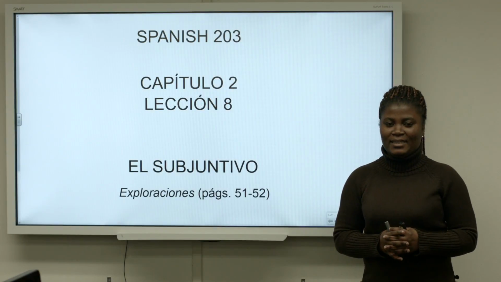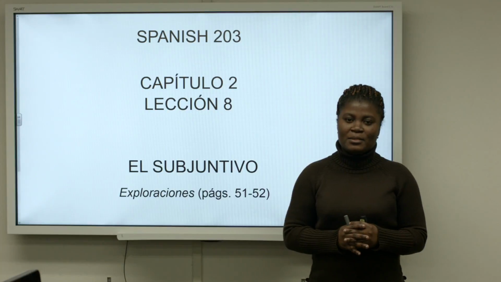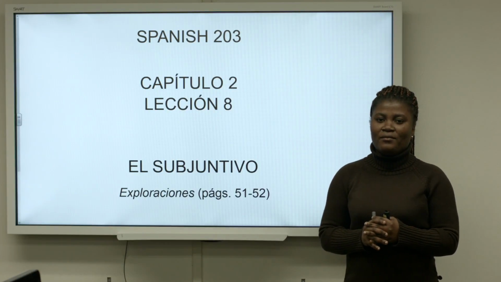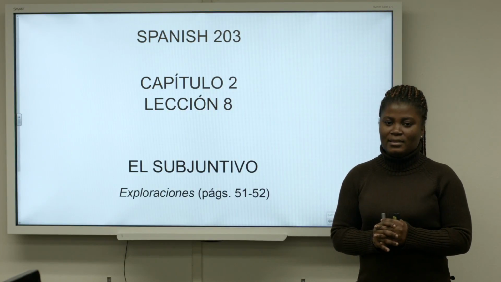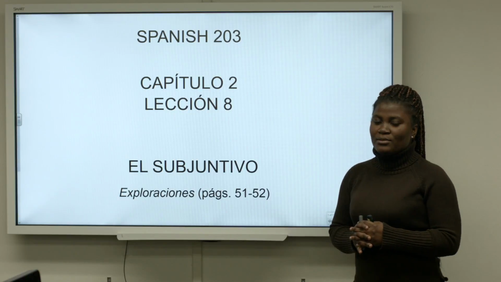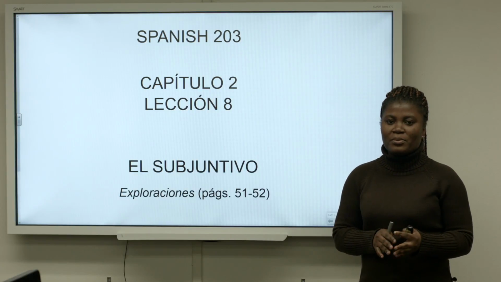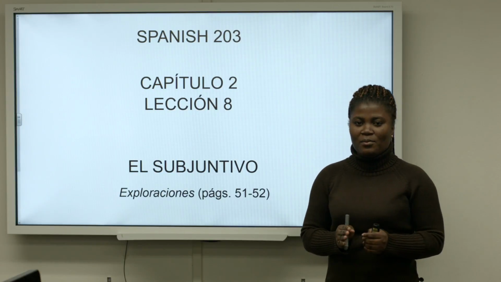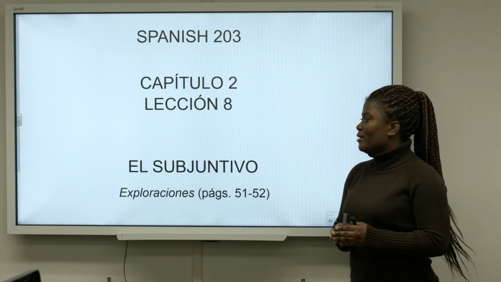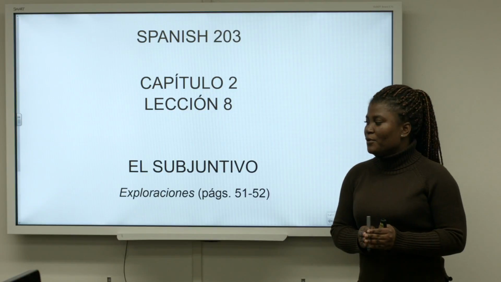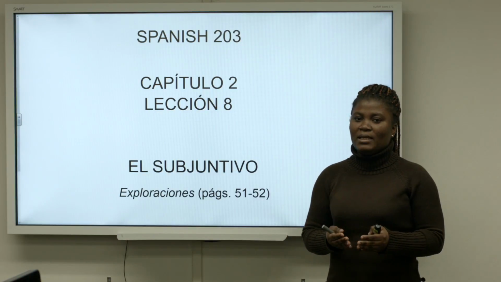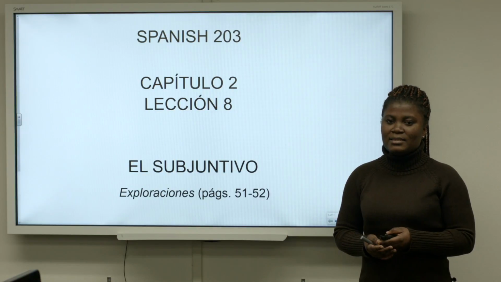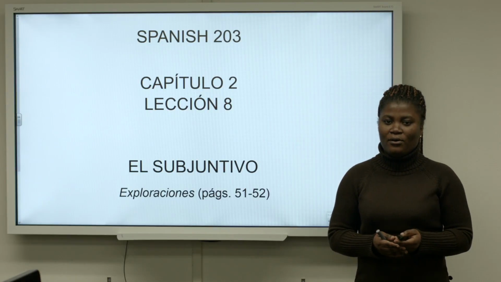Welcome to another lesson. In the previous lesson, we saw a few uses of the subjunctive and the indicative tense, and then we saw that we can use them to express either objectivity or subjectivity, and we also saw some wonderful things about the subjunctive. Now, we will focus on the subjunctive. We learn how to conjugate them, and this is another video on the subjunctive.